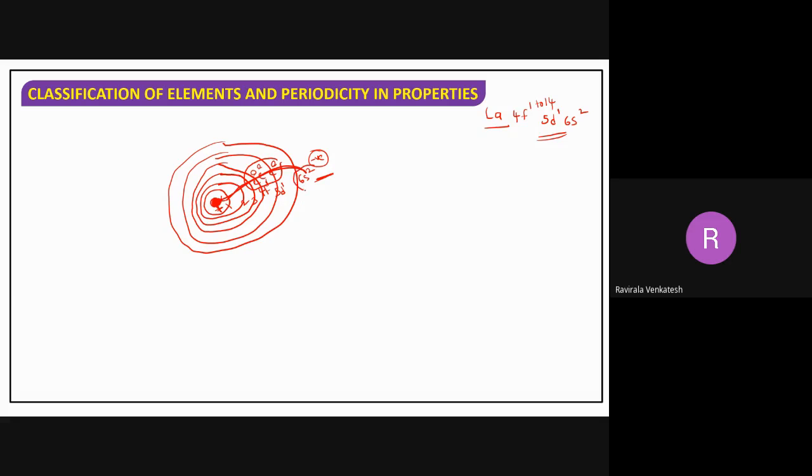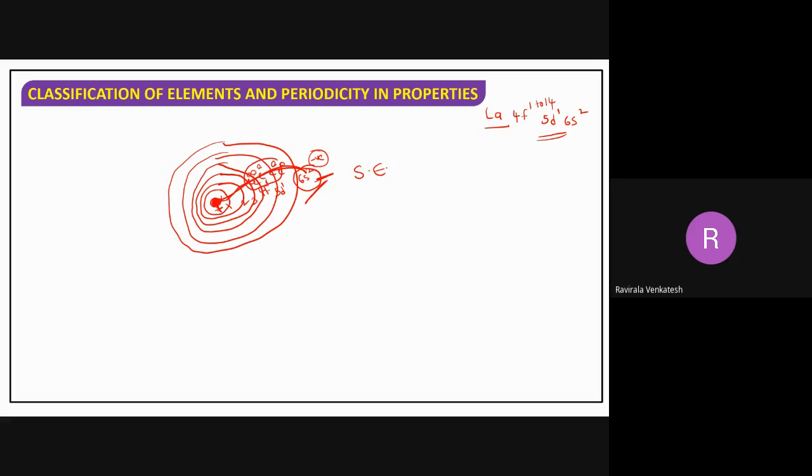Outermost we have 6s2 electrons. But inner electrons are there. Inner means what? Those in the n-1, n-2, n-3 orbits. Those inner electrons will shield the outermost electrons. They keep the outermost electrons away from the nucleus. Isn't it? This is called the shielding effect.